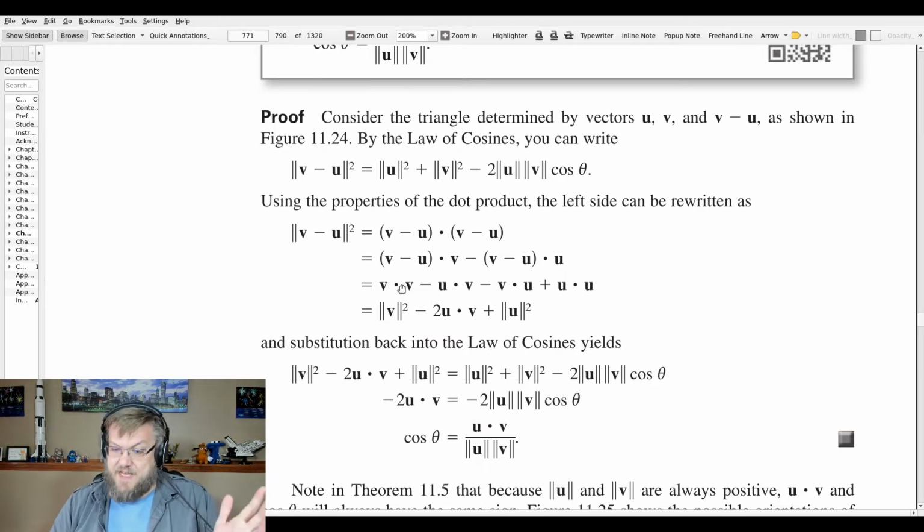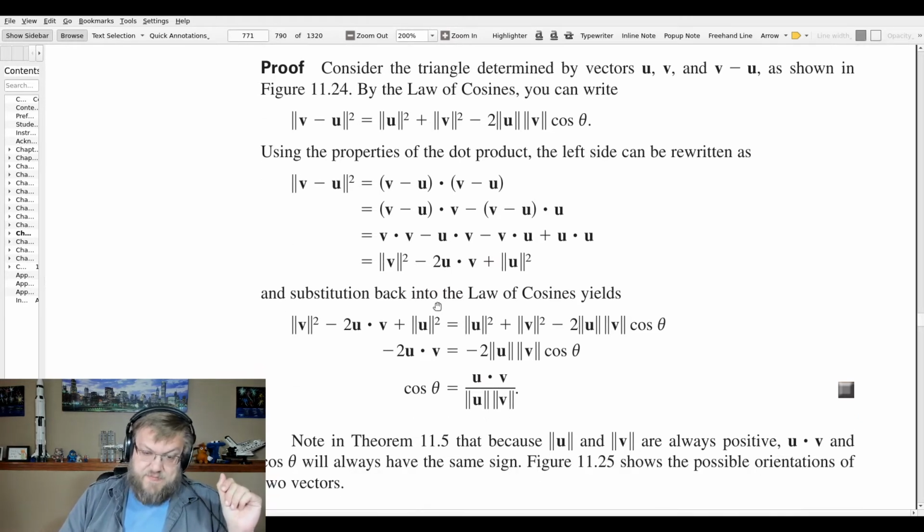But wait a minute, v dot v is the magnitude of v squared. So they replace it with that. U dot u, right here, is the magnitude of u squared. And since u dot v is equal to v dot u, this doubles up, but negatively. So this is negative 2 u dot v's. Okay, now plug that back in. We now know that's what the left-hand side equals. It actually equals this.